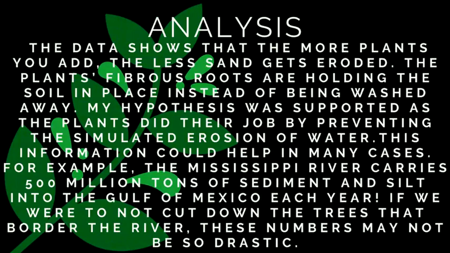For example, the Mississippi River carries 500 million tons of sediment and silt into the Gulf of Mexico each year. If we were to not cut down the trees that border the river, these numbers may not be so drastic.